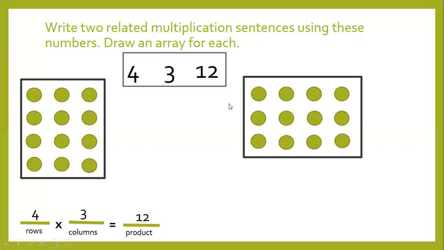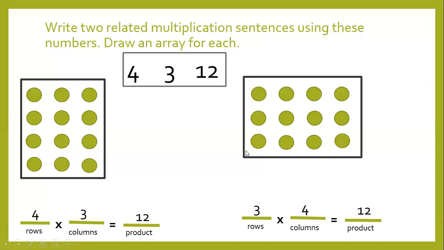Our second array is where we switch the directions, like in traffic, okay? So here we have 3 rows, 1, 2, 3, and 4 columns, 1, 2, 3, 4. So our other multiplication sentence is 3 times 4 equals 12.